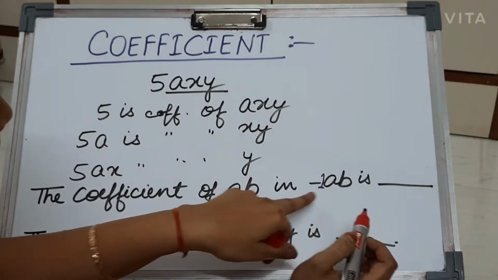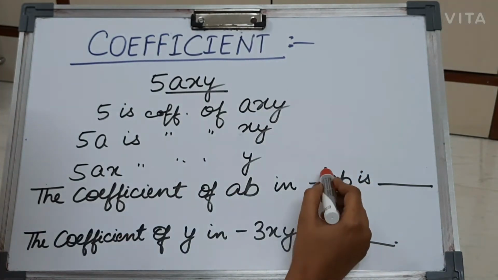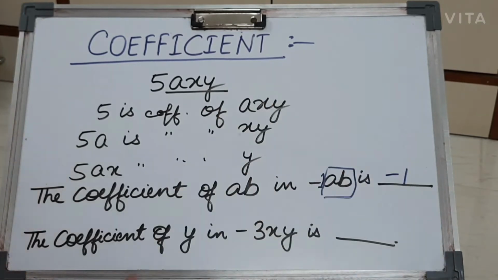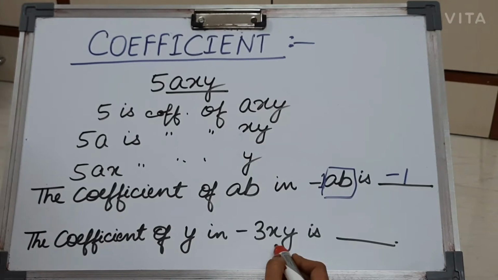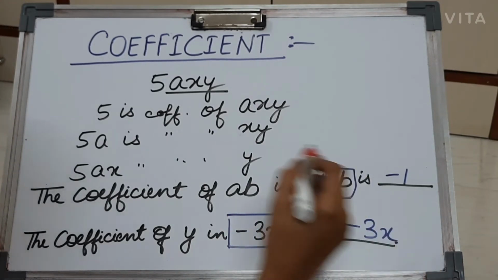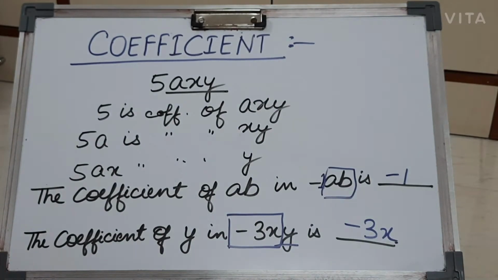Now AB in this is what? What is remaining here? Apart from this AB, what is remaining is minus 1. The coefficient of y in minus 3xy: apart from y, what is remaining is minus 3x. So this is the way we have to write the coefficient of any term.